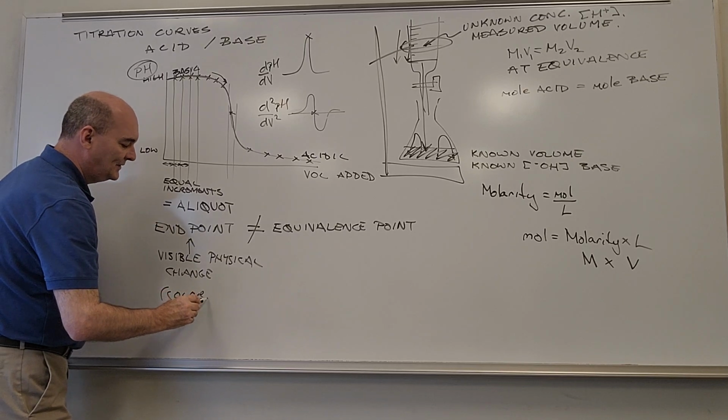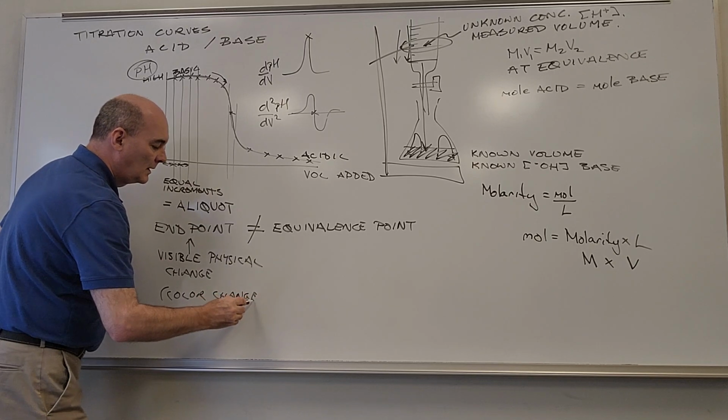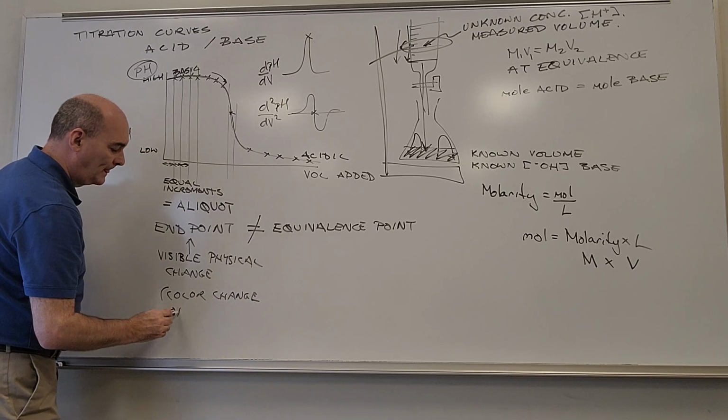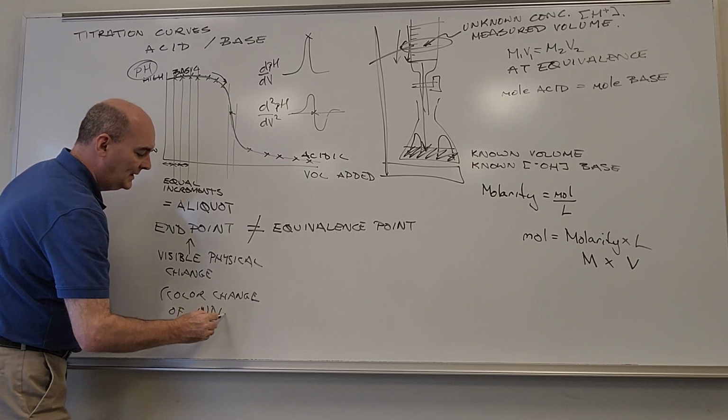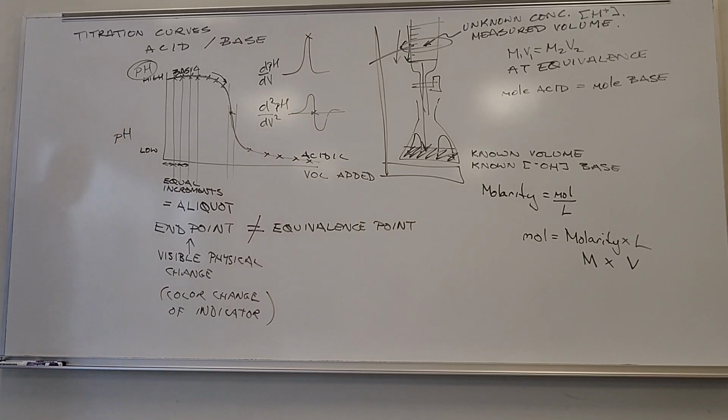For most acid-base reactions, that's a color change. It's a color change of the indicator. What we'll do next week in lab is give you some strong acids and some strong bases and some weak acids and weak bases, and we'll pull all the indicators out of the back room, because there's a lot of them. And they all change color at different pHs.